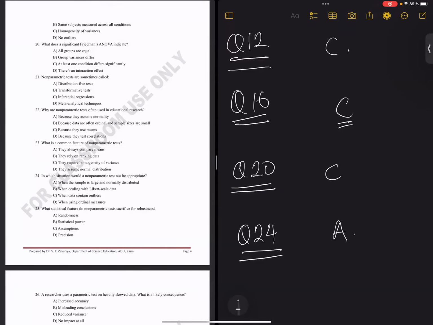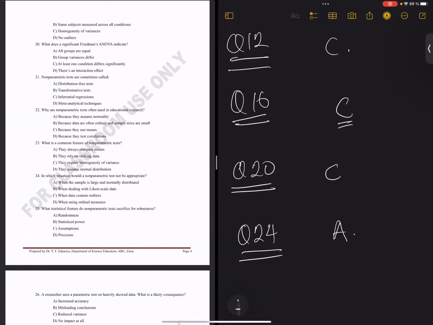You know why? When the sample is large and normally distributed, you don't need non-parametric at all. In fact, with some non-parametric tests, as soon as the sample is above 20, it becomes a problem. So non-parametric tests are usually for small sample sizes. As soon as the sample is large, you will see that it is tending towards normality.